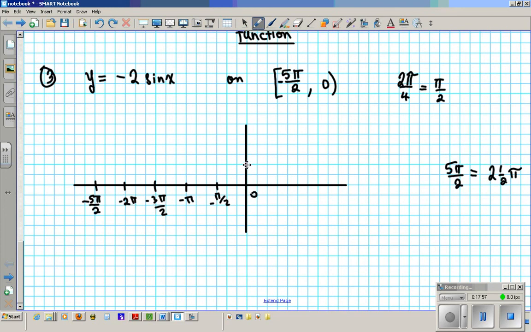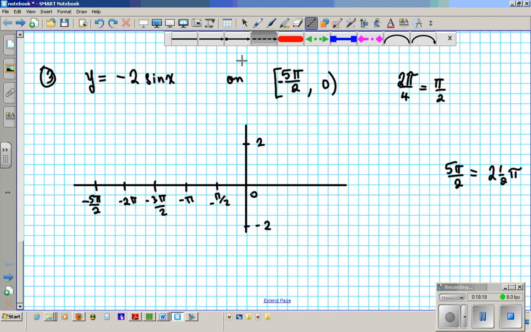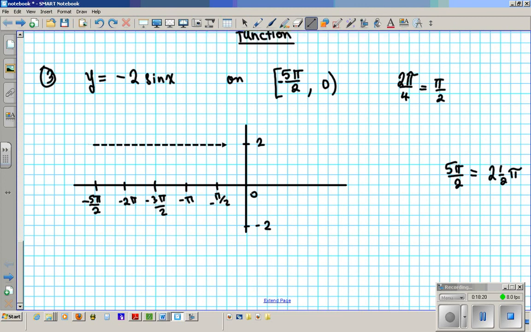Max and min, 1, 2, 3, 4, max. Ooh, wait. Max is not 1. We have a number there, 2. So this number basically stretches our max. Instead of it being 1, it's going to be 2. Min is going to be -2 because of this factor. This factor stretches the graph vertically. Okay? So we put our max and then our min.